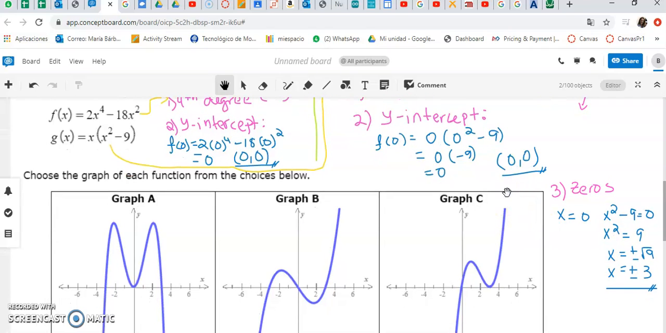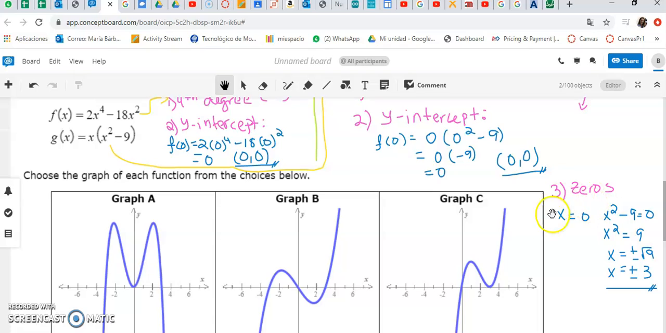So here the function has the y-intercept exactly at the origin. But in order to confirm which graph corresponds to the second function, we are going to look for the zeros. And remember the third step. How are we going to look for the zeros? We take both factors, in this case 2, and we equalize them to 0. I'm going to take this x and equalize it to 0. Then we take the other factor, x to the second minus 9, and equalize it to 0. Then you solve for x, remember?